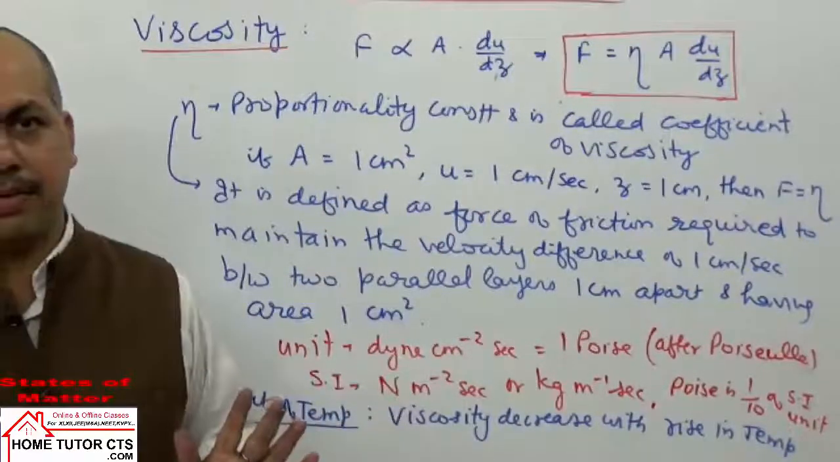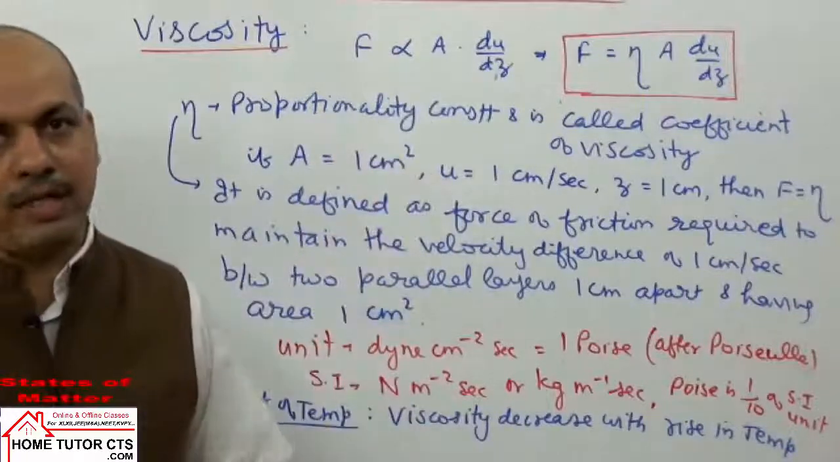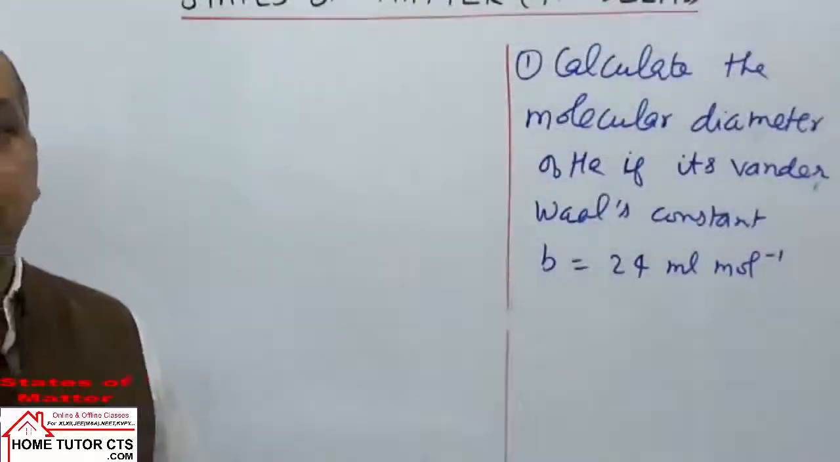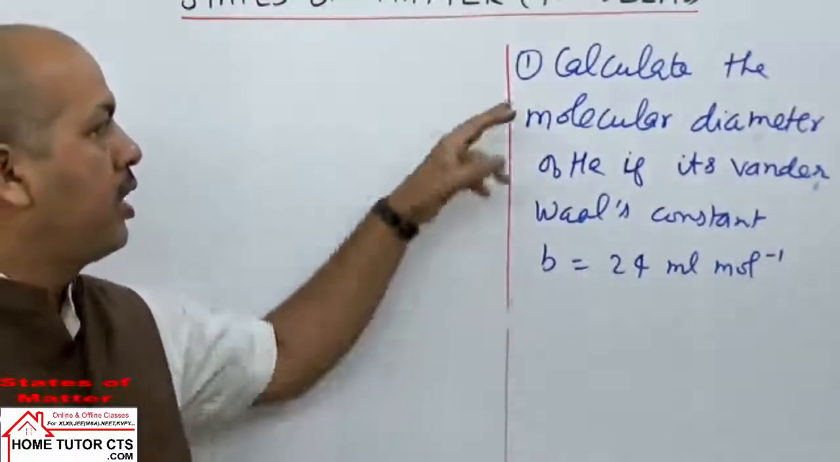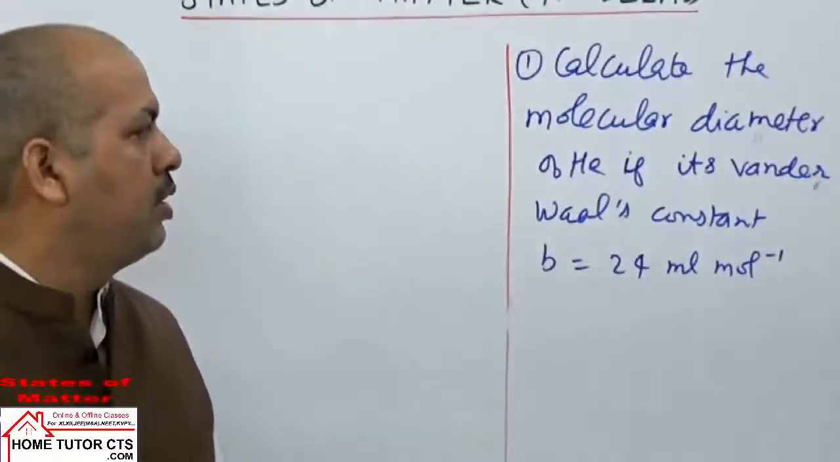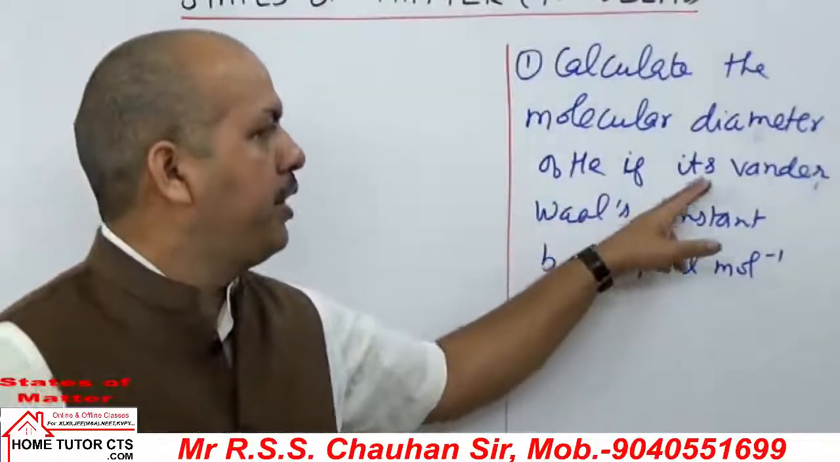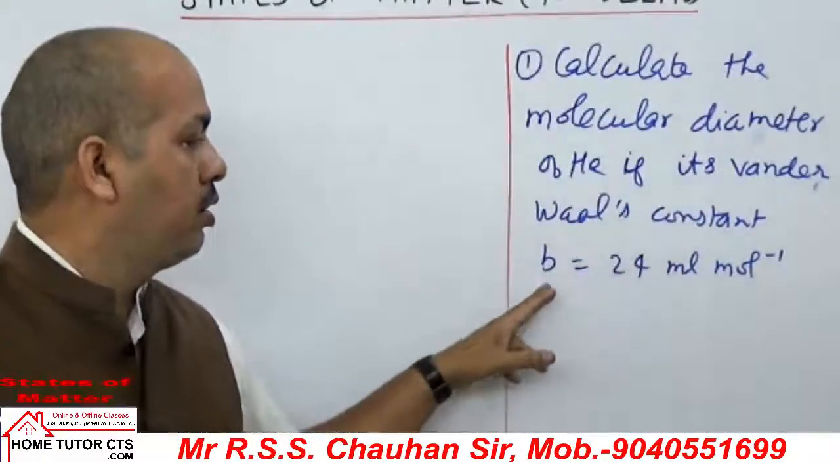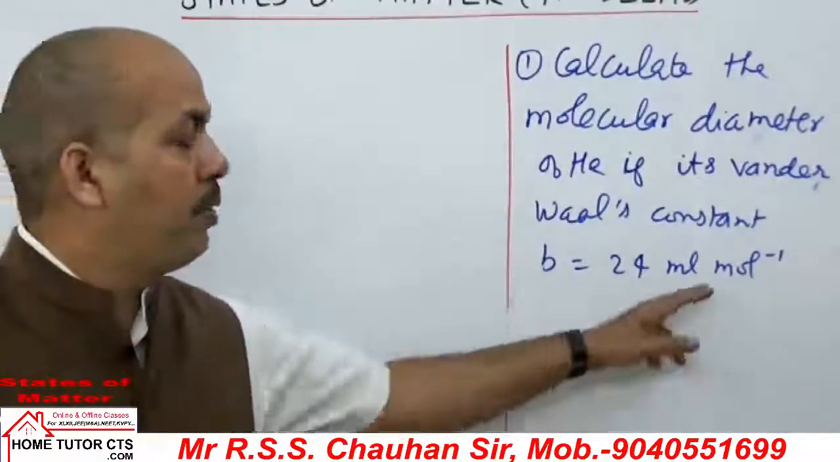States of matter. Now let us take some question practice on this chapter, states of matter. Write down the first question here. Calculate the molecular diameter of helium if its van der Waals constant small b is equal to 24 ml per mole.